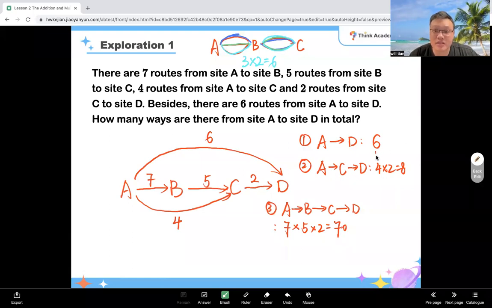And then to find the final answer of the question, find how many ways there are from A to D, you're gonna do 6 plus 8 plus 7, right? So guys, can you type the answer to me in the chat box? This is the final answer. 84, that's right. The 6 plus 8 plus 70, you got 84 different ways there.